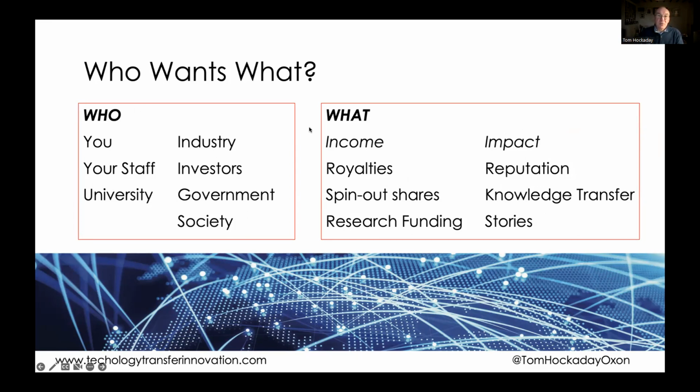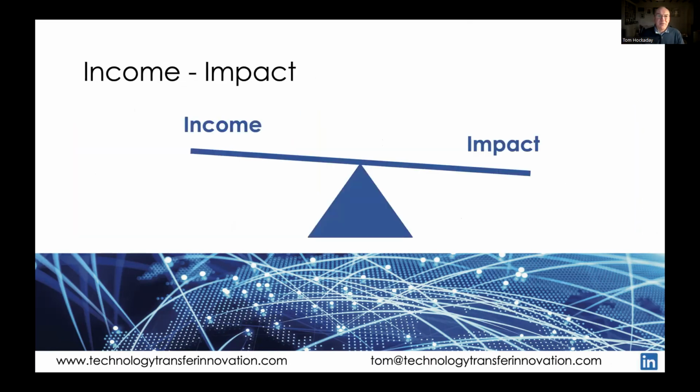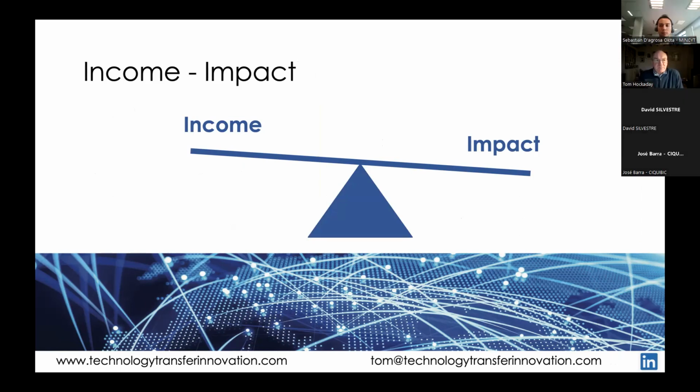So who wants what? Lots of different types of people, stakeholders you could call them, and lots of different demands on the activity, which again adds to the complexity. And one of these fundamental points is this income impact balance. And this has been a big part of the conversation on tech transfer in the UK for the last 10 years, is do we want income or do we want impact? And everyone says, yes, we want both. But it's harder to generate both.